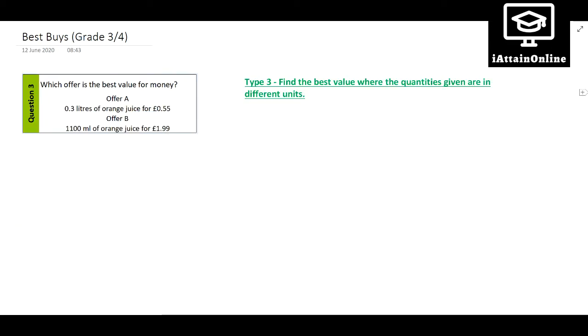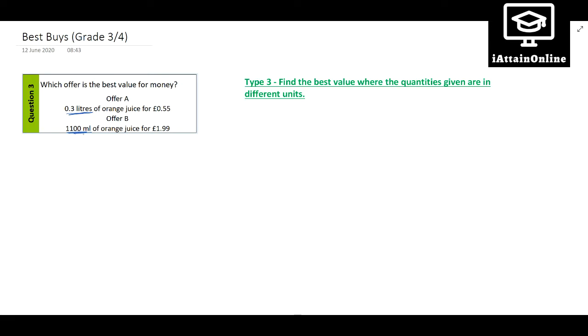Okay, watch out for these sorts of questions. So with this question here, it's similar, but the key thing is that the units you are given are different. In order to do these types of questions, the first thing I want you to check is to see whether or not the units are the same.